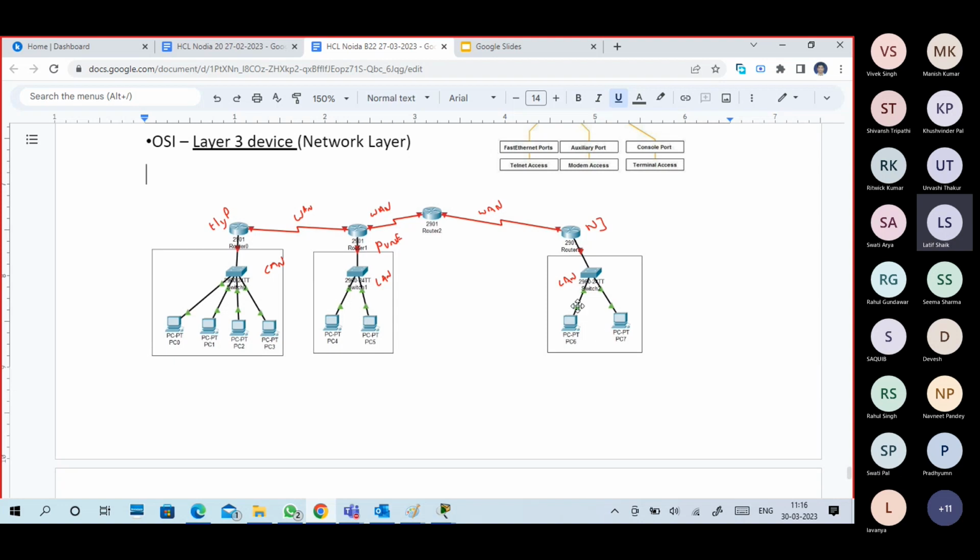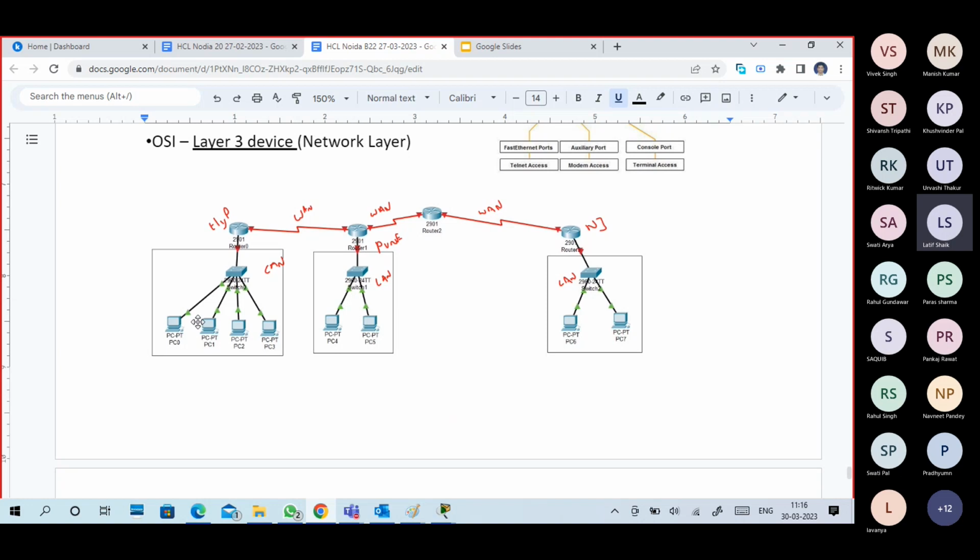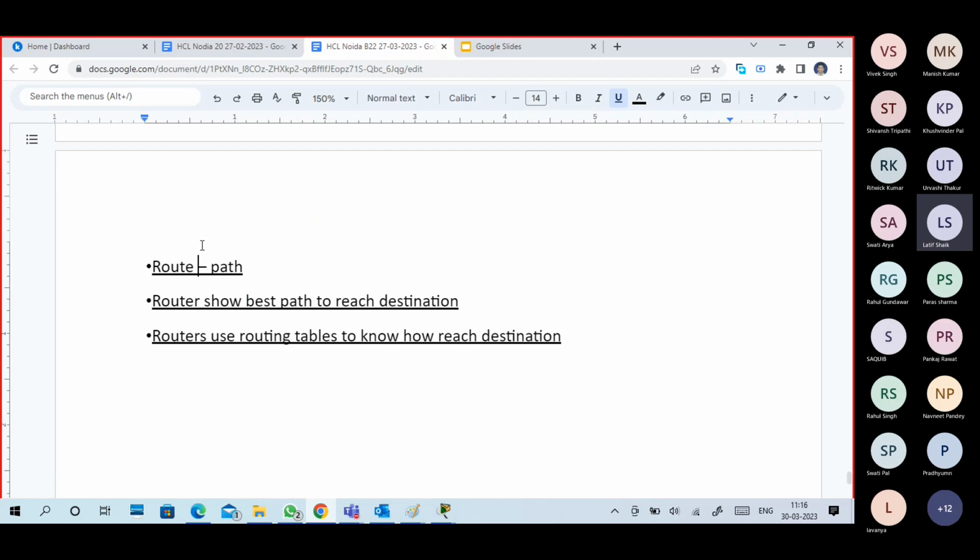For example, this is the New Jersey office, this is the Pune office, this is the Hyderabad office. They connect to the outside through routers only, and these routers are connected and communicate. So we are able to communicate from this network to this network, and from this network to this network. That is what a router is. That's why router works for both LAN and WAN communication. Router is a layer 3 device, comes under network layer, because it understands IP address. It is an internetworking device, making communication between this network and this network.